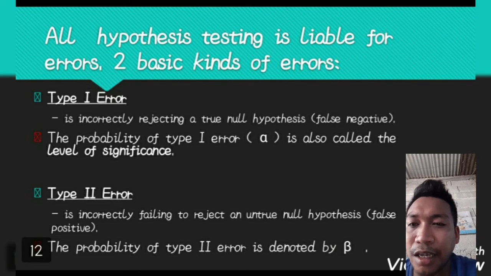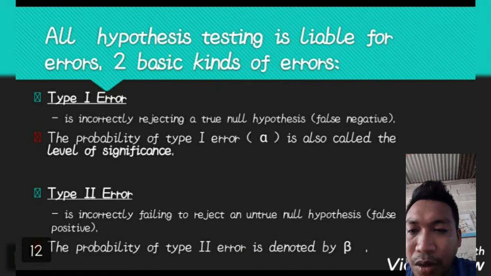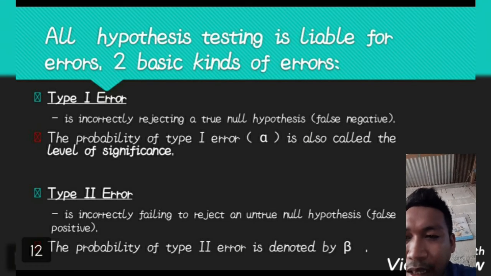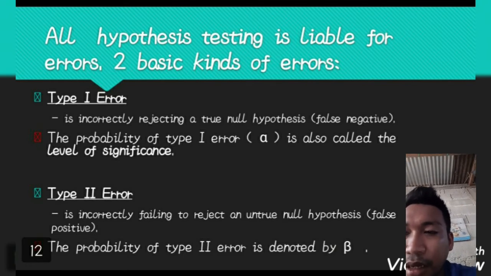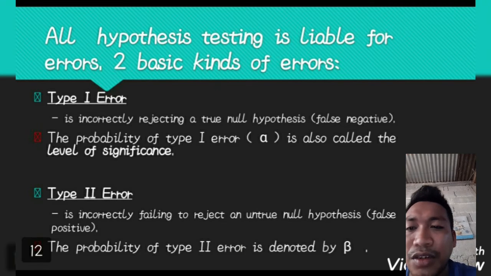Moving on, let us try to know the basic kinds of errors in hypothesis statistical testing. All hypothesis testing is liable to errors. There are two basic kinds of errors. Type 1 error is incorrectly rejecting a true null hypothesis, a false negative. The probability of a type 1 error, alpha, is also called the level of significance. A type 1 error occurs if the null hypothesis is rejected when it is in fact true.